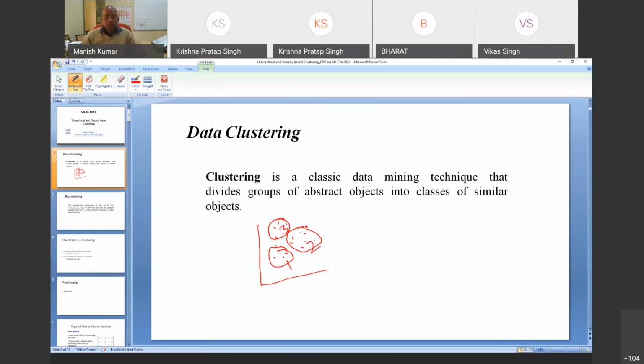What is involved here is that with the properties of the data, we apply some algorithm and try to cluster the data points. Normally, what we are looking for is to maximize the inter-cluster distance, whereas we try to minimize the intra-cluster distance between data points. That is the goal of clustering.